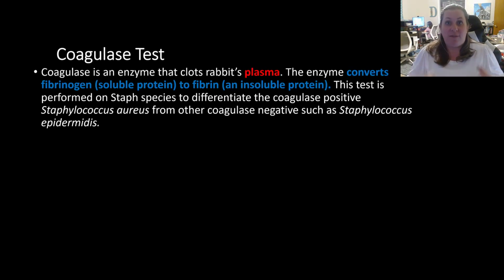The last really fast test we're going to look at is called the coagulase test. The coagulase is an enzyme that clots rabbit serum, or rabbit's plasma. So we're going to use some rabbit's plasma. We're going to see if it clots it up.